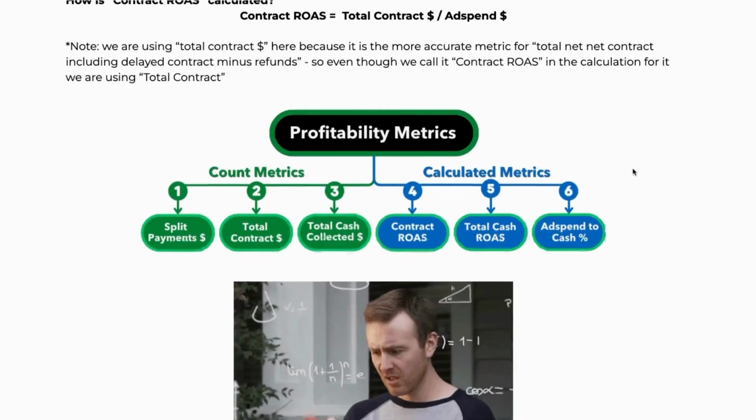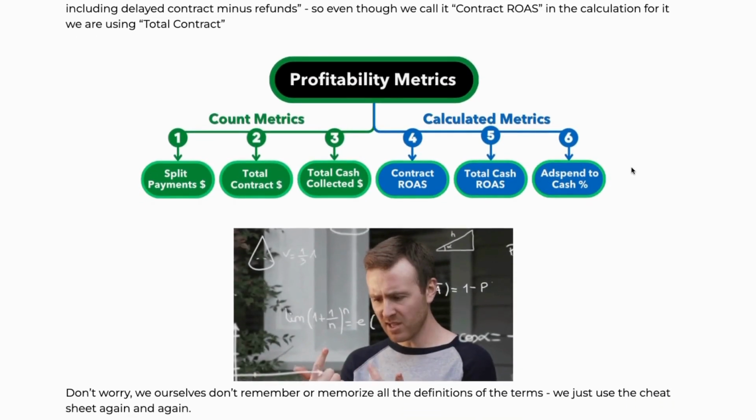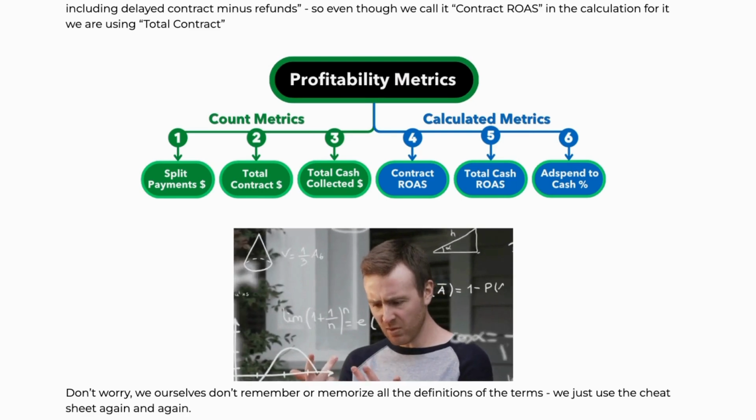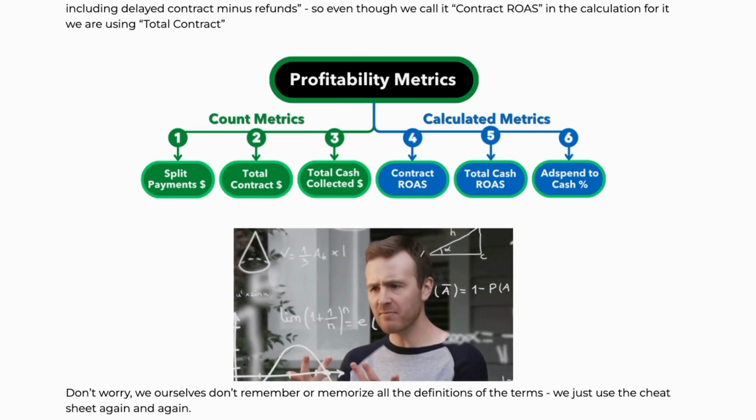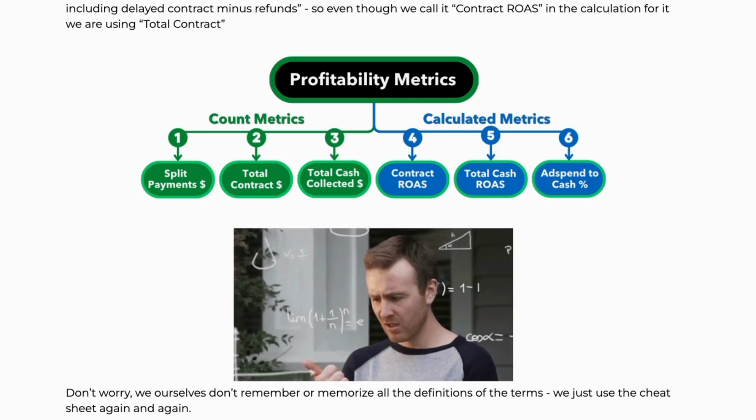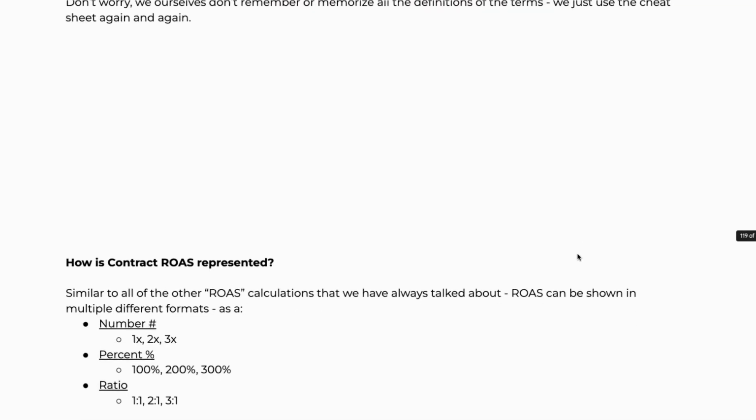Now again, do not worry, we ourselves don't always memorize all these. A lot of times I just look at the cheat sheet, because a lot of these are calculated automatically in the actual master tracking sheet. If we're more specific or particular about it, then we might look up the cheat sheet definition. But a lot of times they're already calculated, and you just want to understand the concept behind what these metrics are about. Okay, so real quick, how is contract ROAS represented?